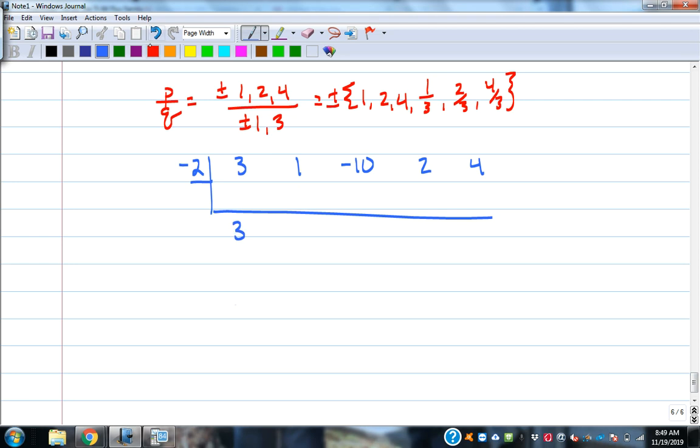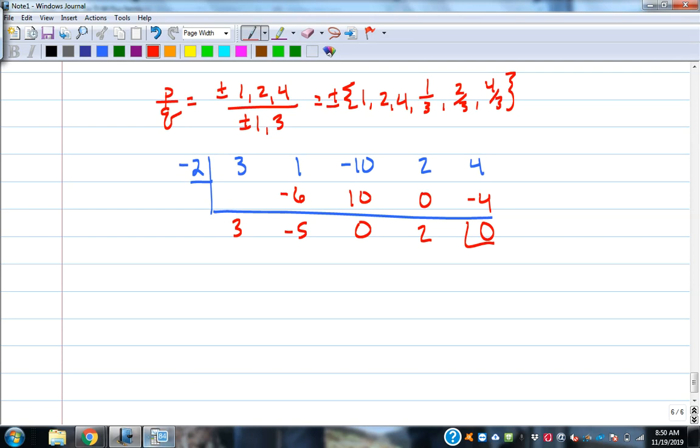Three, drop it down. -6. Hold on. I copy everything down there. And then 0. And there's the remainder of 0. All right. So that brings us down to an x cubed from there.